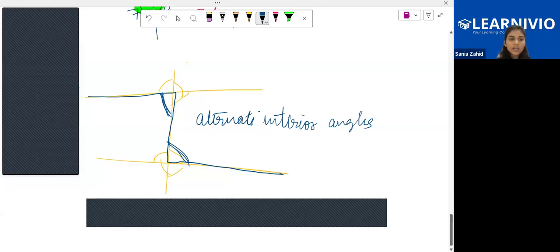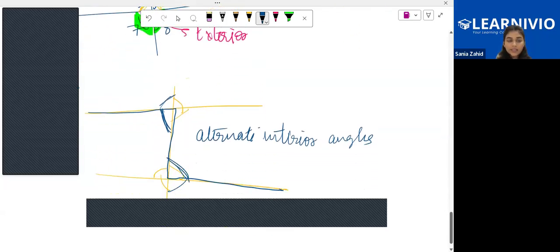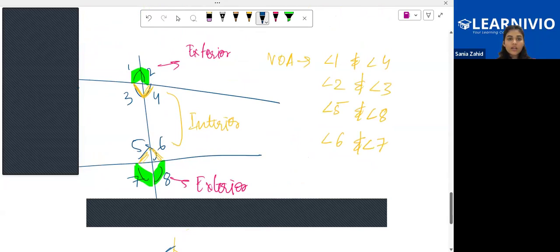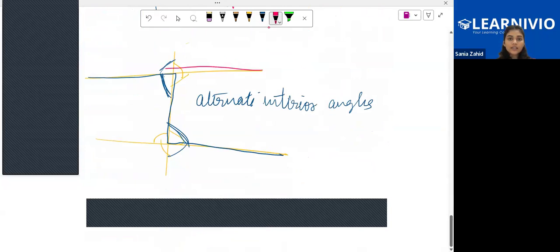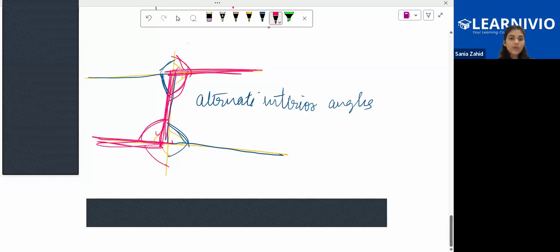Next, there are also angles formed upwards of this, so this one and this one. These are also alternate angles, but these are alternate exterior angles. Do you understand the difference between alternate interior and exterior? Yes, ma'am. Now I can also draw a Z in the opposite manner, like this line, then this line, and then this line. So this angle and this angle are also alternate interior, and this angle and this angle are alternate exterior.